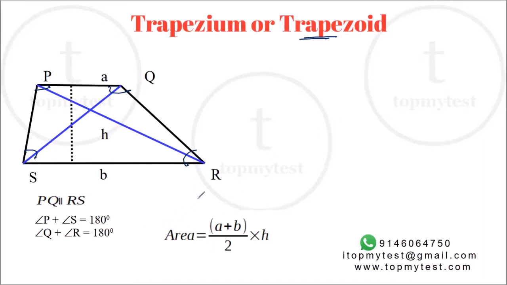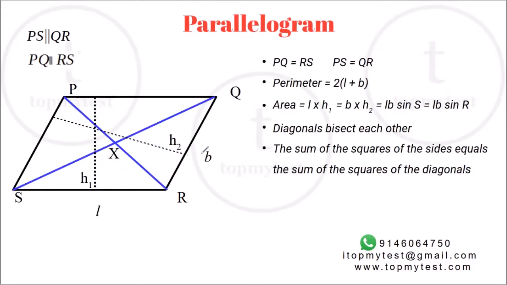Now, if you restrict the other set of non-parallel sides also to be parallel, then you get a much easier figure to deal with. It's a parallelogram, right? Now, the opposing sides are parallel. So PQ is parallel to SR, PS is parallel to QR. The opposing sides are also equal. PQ will be equal to SR, PS will be equal to QR, right? Perimeter will be twice of length plus breadth.